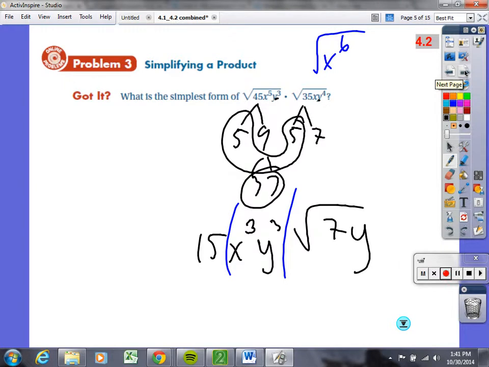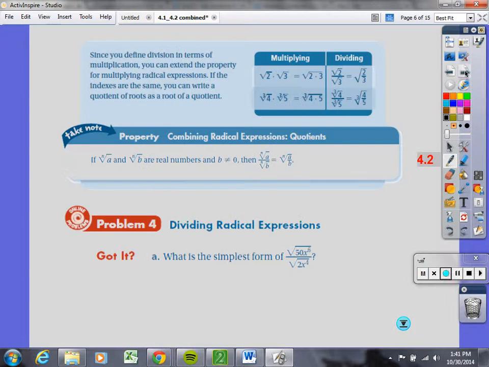How many times can 2 go into 6? Onward. Page 6 now.